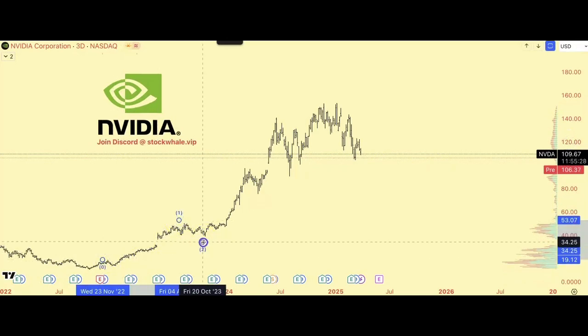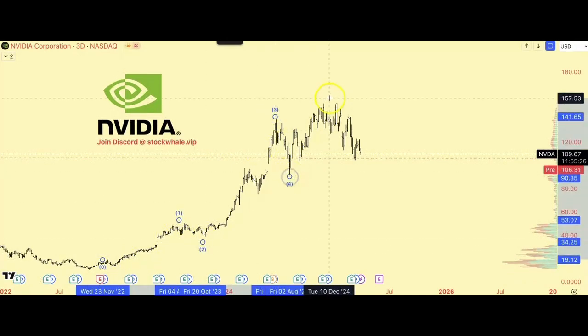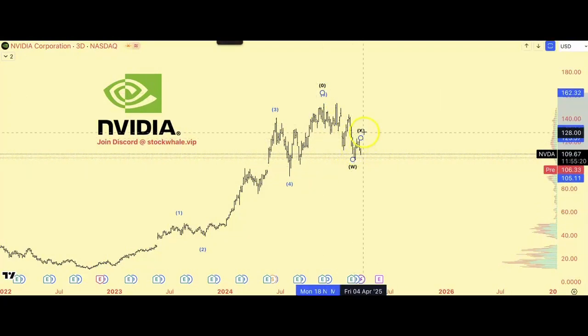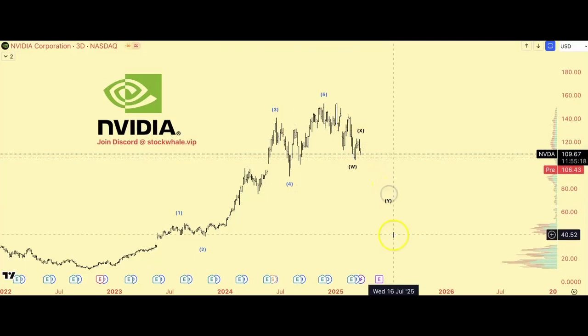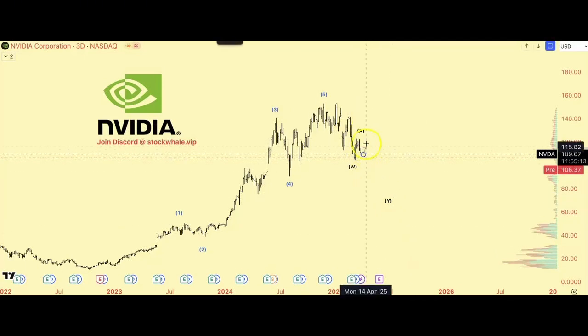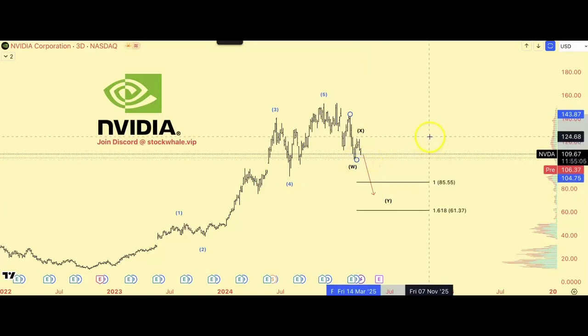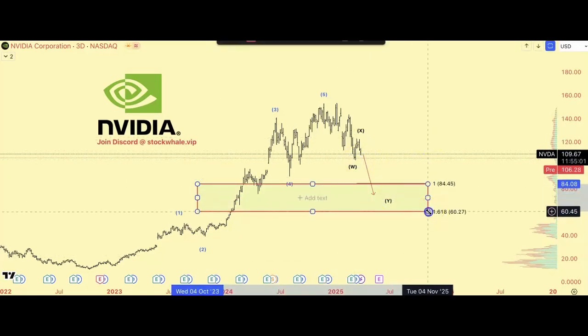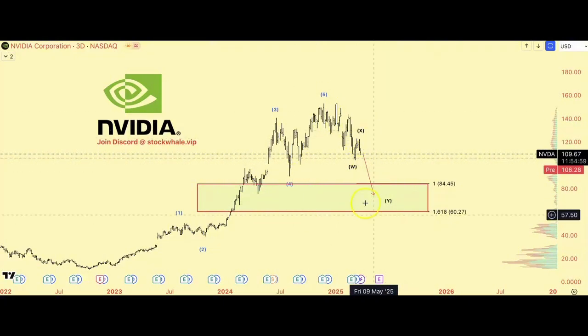We have a wave 1, 2, 3, 4, 5, okay? And it looks like we're putting in a W, X, signifying a failed impulsive wave, coming down for a Y wave here. Okay, so overall, right, there could be mini bounces, small little bounces, but overall, the structure seems to be bearish. If I take the equal lengths from the swing highs down to the swing lows, right, we're looking at Nvidia anywhere between $84 to $60 here, on the weekly time frame, right?